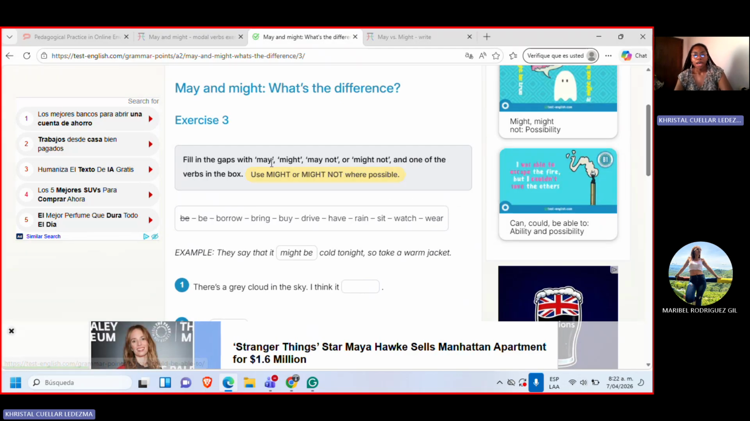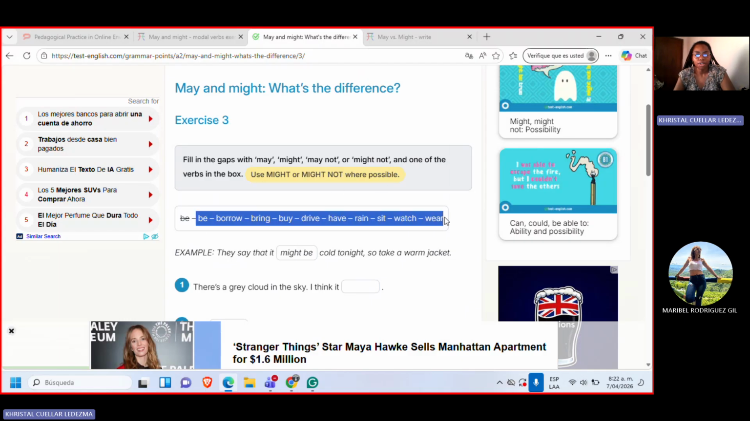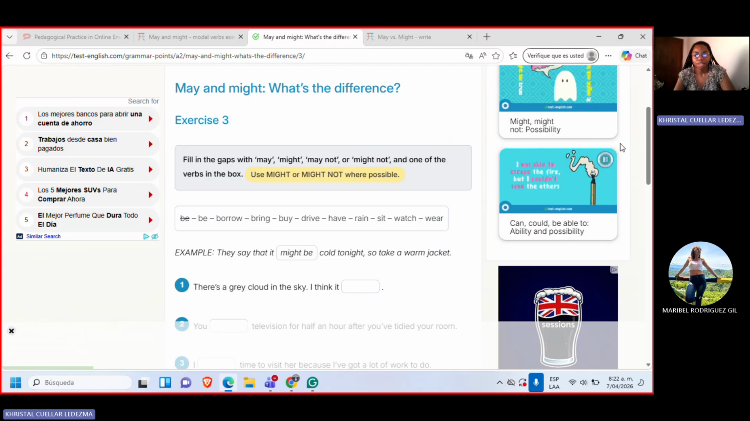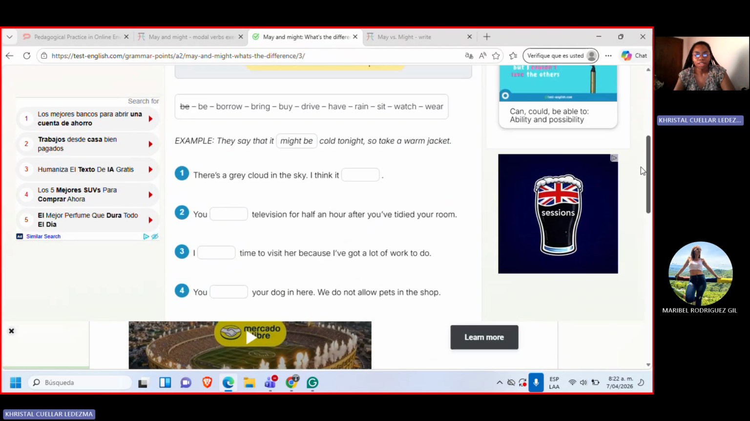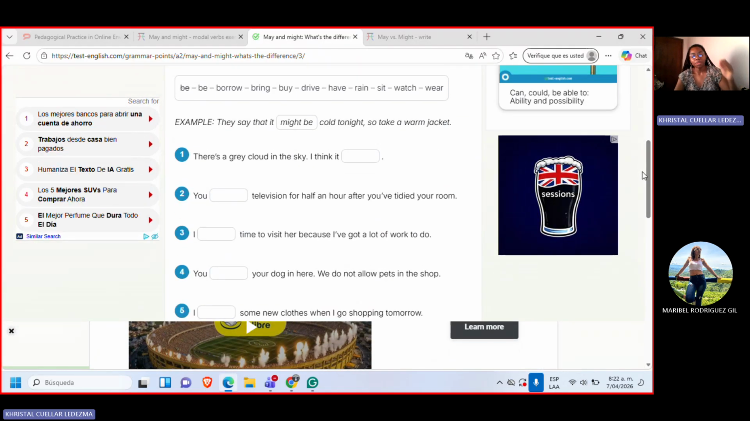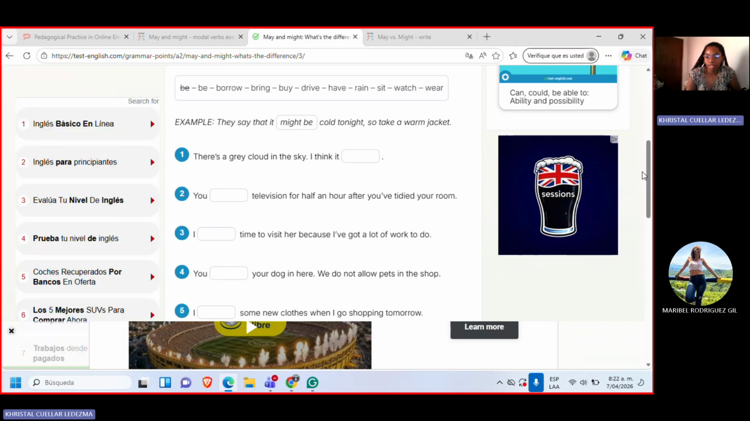For this exercise, you guys have to use might or might not in the spaces, or you have to use any of these words that are here. So you can put it in the chat and then I will check it. You guys have 8 minutes to do this. At 8:30, we are going to come back to check it.